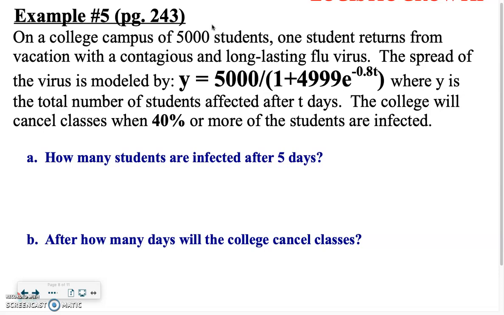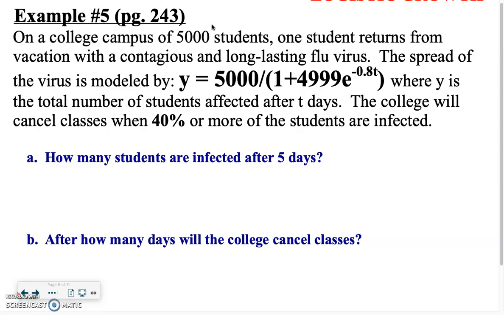On a college campus of 5,000 students, one student returns from vacation with a contagious and long-lasting flu virus. The spread of the virus is modeled by y equals 5,000 over 1 plus 4,999 e to the negative 0.8 t, where y is the total number of students affected after t days. The college will cancel classes when 40% or more of the students are infected.